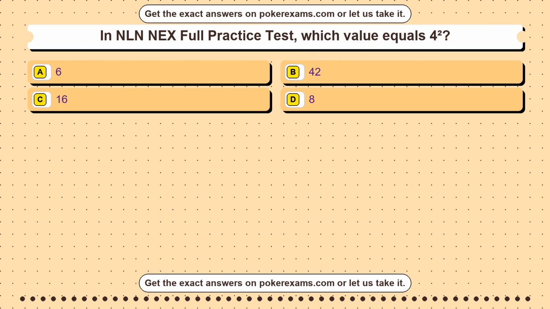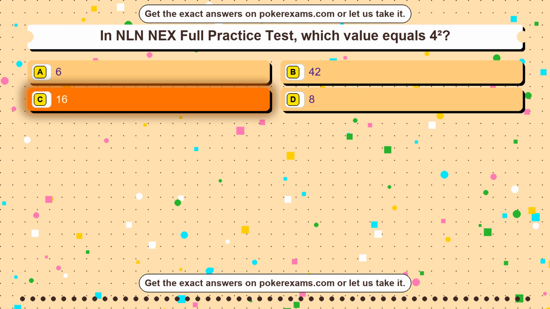Question 3. In NLN NEX Full Practice Test, which value equals 4 superscript 2? Option A 6. Option B 42. Option C 16. Option D 8. The correct answer is option C.